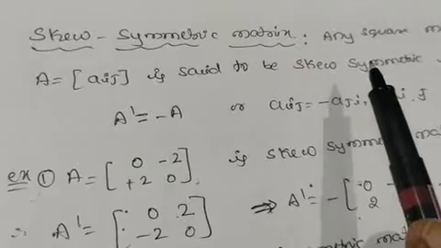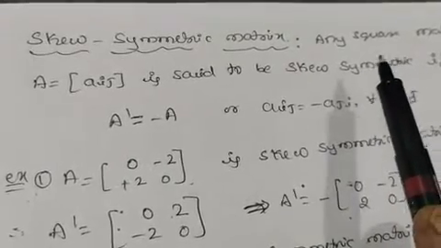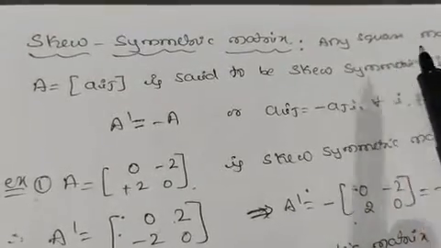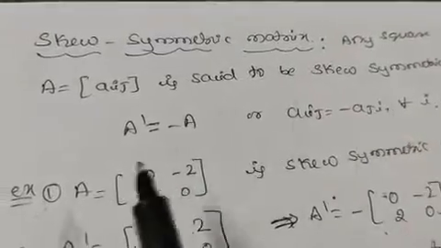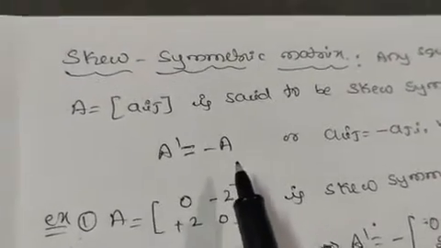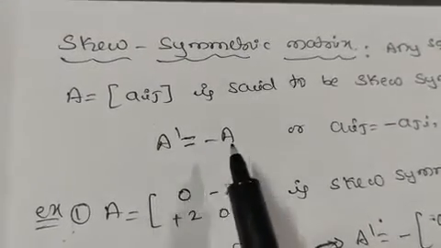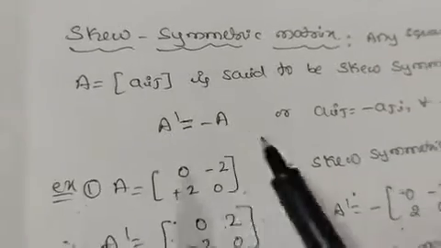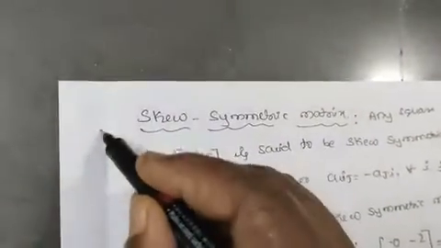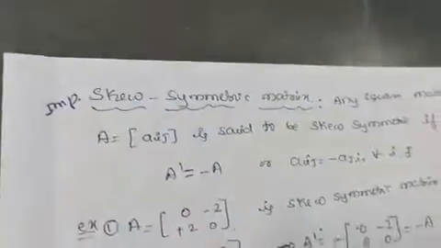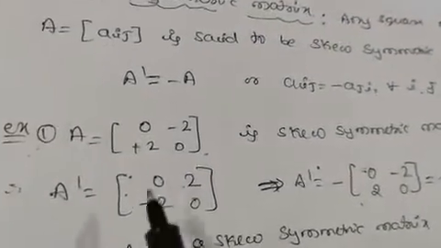Let us take one more definition, skew symmetric matrix. A skew symmetric matrix means any square matrix; the first point is it should be a square matrix. It is said to be a skew symmetric matrix if A dash is equal to minus A, that is, the transpose of a given matrix is the same as the negative of the same matrix. This definition is again important here.